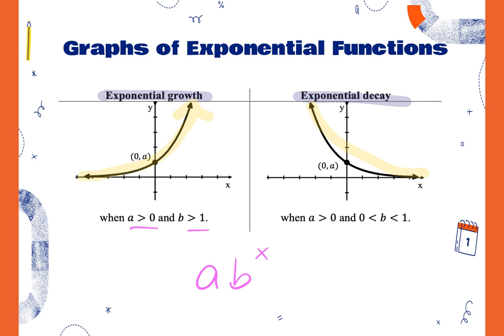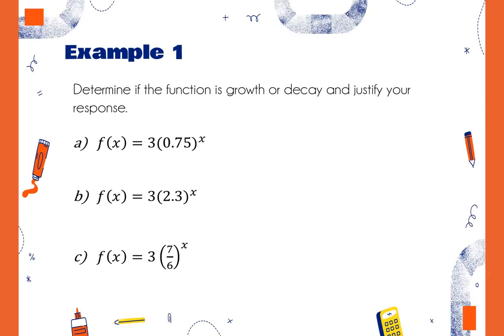That's how they take something that should be very easy to explain, and they'll give it 800 words in its description, okay? So example 1 says determine if the function is growth or decay, and then justify your response. So first of all, note all of the A's are positive. That's the first thing that you can note, which means there's no reflection. So now we're really just focusing on our B.